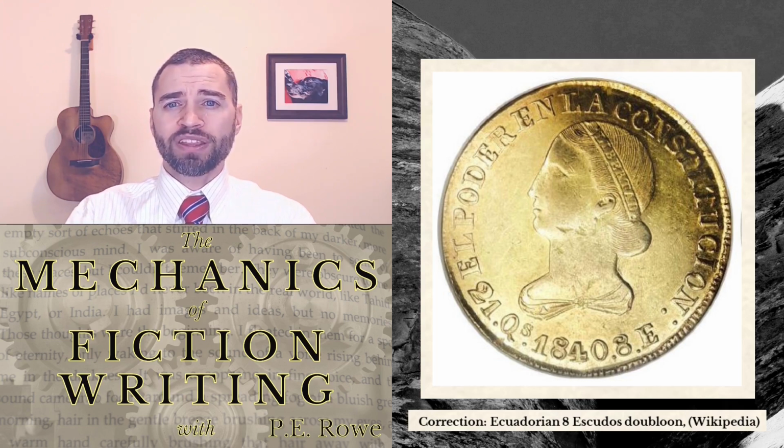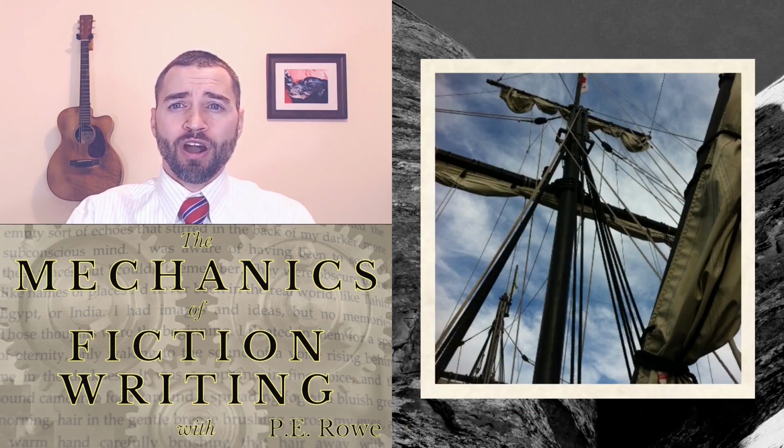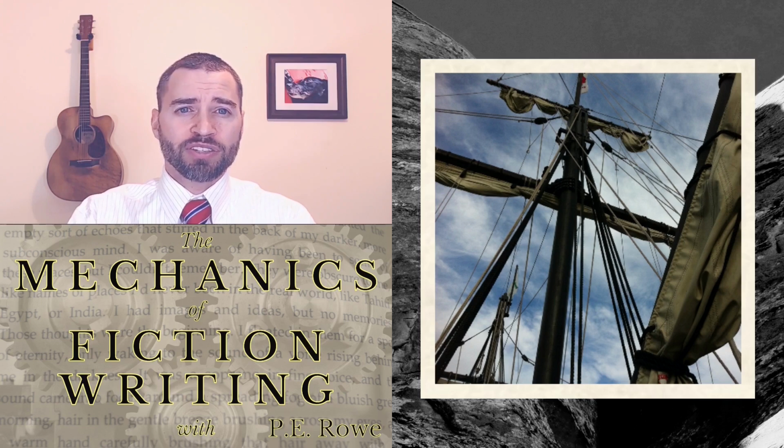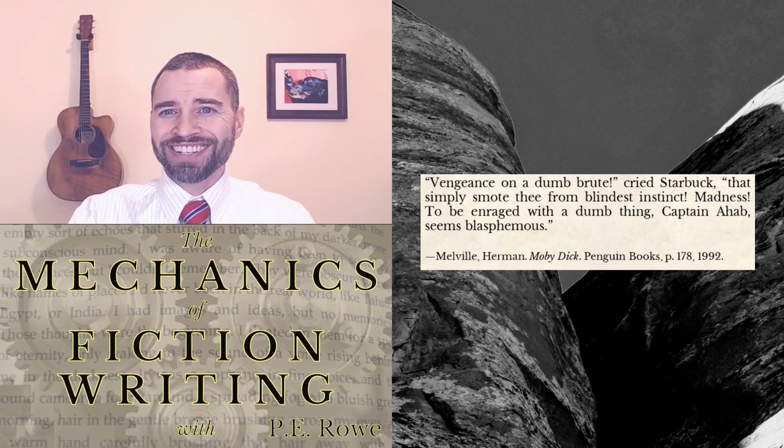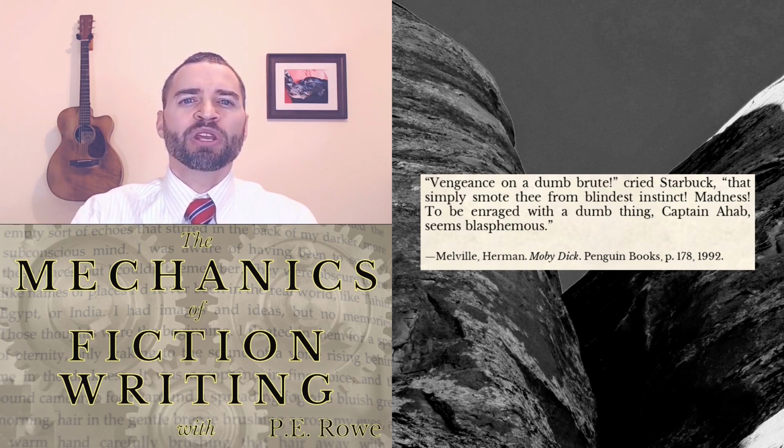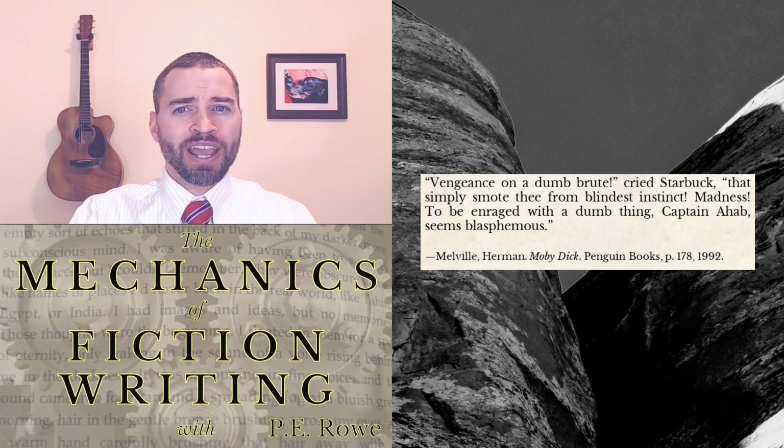And as a reward, he presents a Spanish doubloon for the man who first sights the infamous whale. Ahab then quite theatrically nails this doubloon to the main mast, and here they are, a perfectly ordered hierarchical society gathered underneath a massive wooden cross, and what do they nail to that cross but the spoils of a blasphemous oath? Starbuck says as much. "Vengeance on a dumb brute," cried Starbuck, "that simply smote thee from blindest instinct? Madness! To be enraged with a dumb thing, Captain Ahab, seems blasphemous."